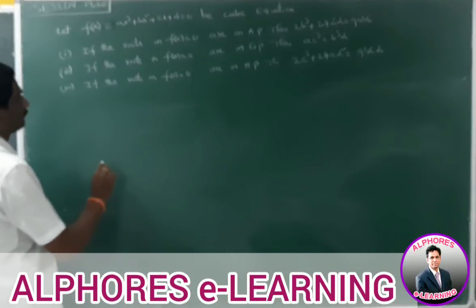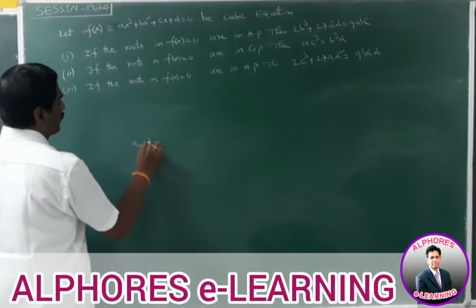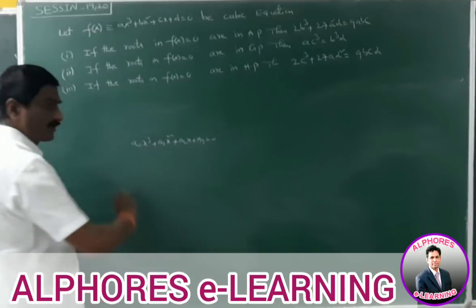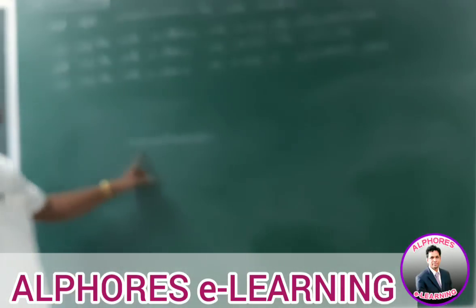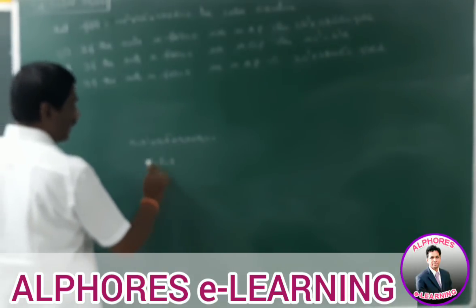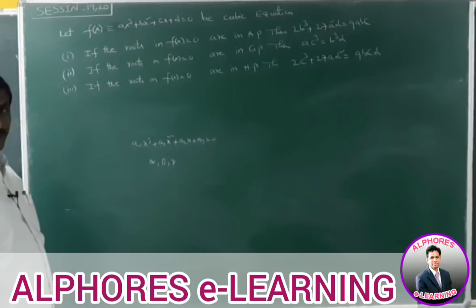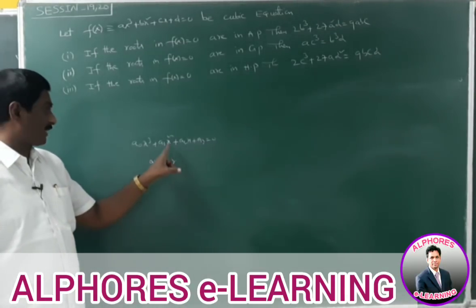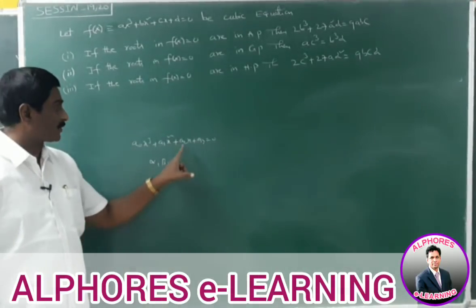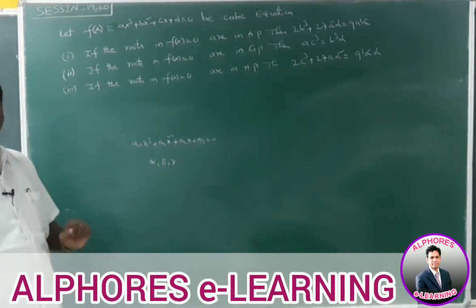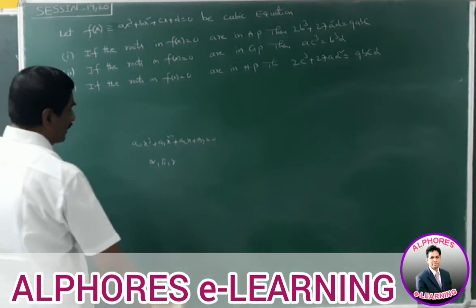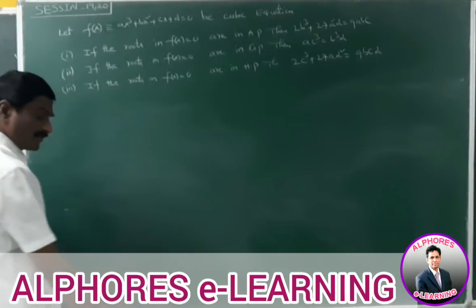Suppose a naught x cube plus a1 x square plus a2 x plus a3 is equal to 0 is a cubic polynomial equation. This equation has 3 roots. Suppose alpha, beta, gamma be the 3 roots of that equation. Alpha plus beta plus gamma is equal to minus a1 by a naught, s1. Alpha beta plus beta gamma plus gamma alpha is equal to a2 by a naught. Alpha beta gamma is equal to minus a3 by a naught. s1, s2, s3.